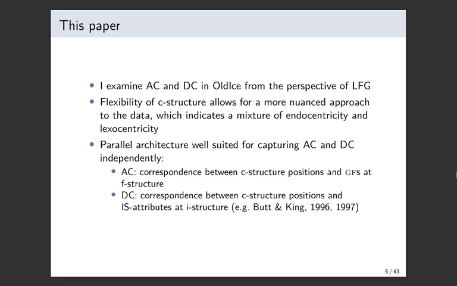The parallel architecture is also well suited for capturing AC and DC independently, because we can capture AC in terms of the correspondence between C structure positions and GF, so F structure. And we can capture DC in terms of the correspondence between C structure positions and IS attributes at I structure. And I'll be assuming this separate level of representation for information structure, I structure, along the lines of that proposed by Butt and King.